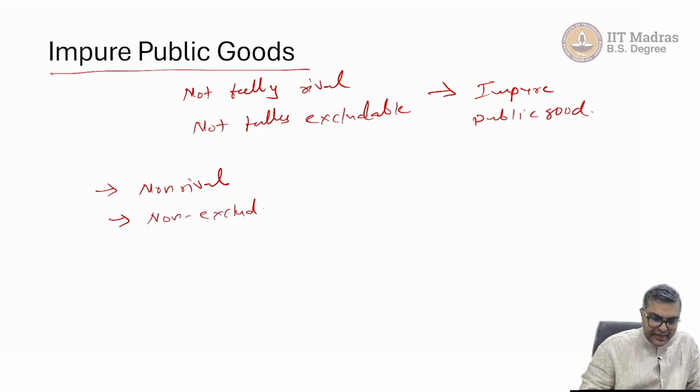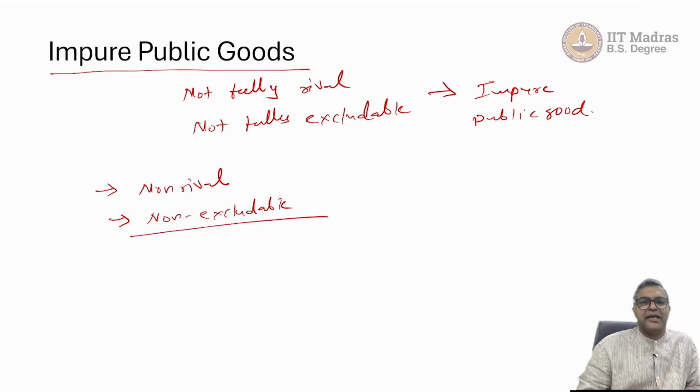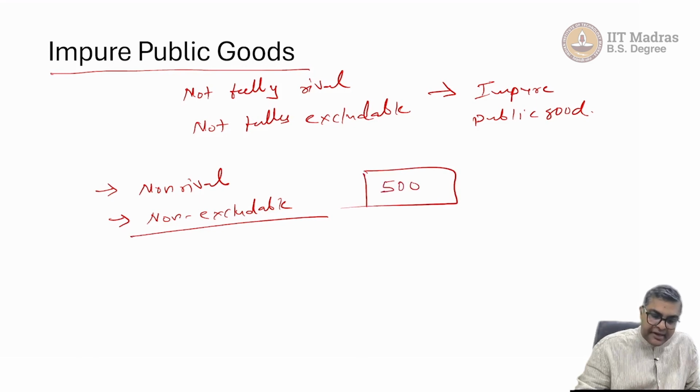Let us say that I am involved in public teaching, I have no right to exclude anyone, but the class size is limited. Let us say it is for 500. We won't be able to include everyone if whoever wants to come is more than 500, and in that sense it would become not fully rival, not fully excludable. So that we have to keep in mind.